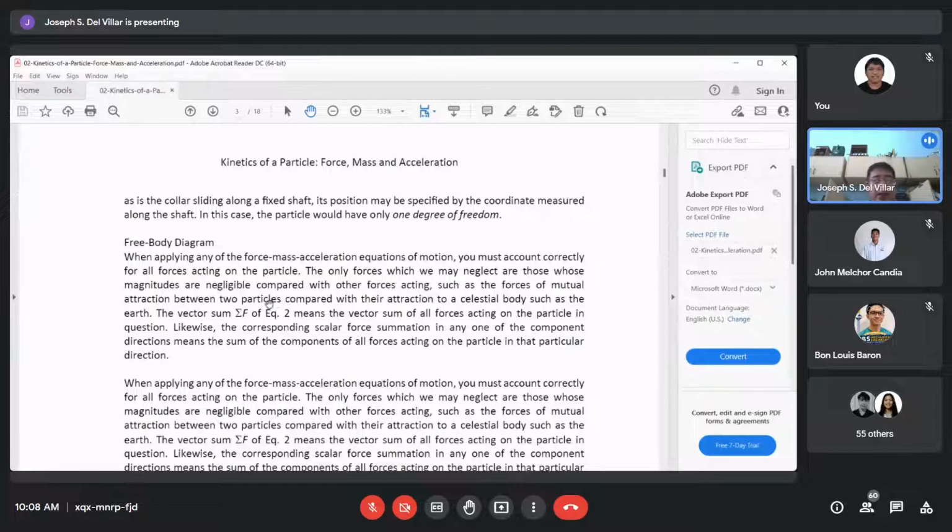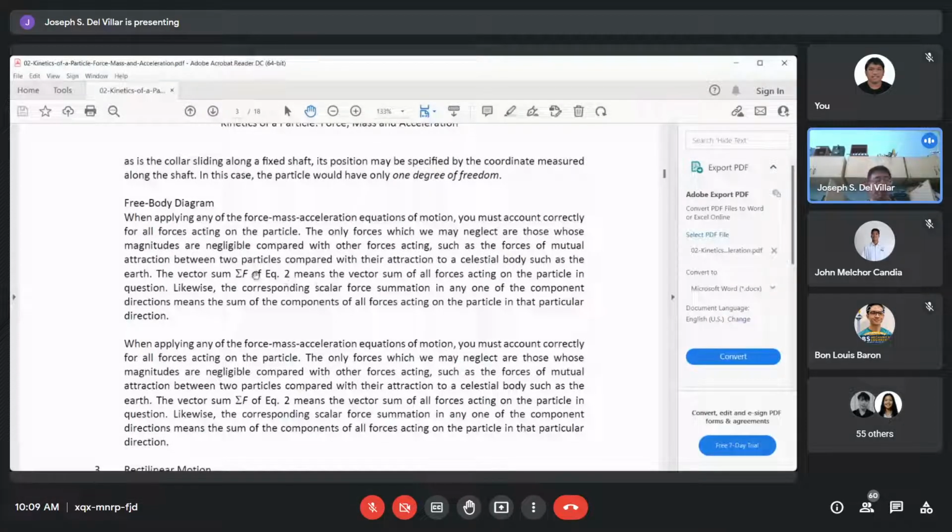Okay, free body diagram. So you know that already. The FBD usually shows the object. Okay, and then the forces are also represented by arrows. Okay. The X and Y axis are also there. No? So that is free body diagram or FBD. Showing the forces, magnitude, direction. Okay.